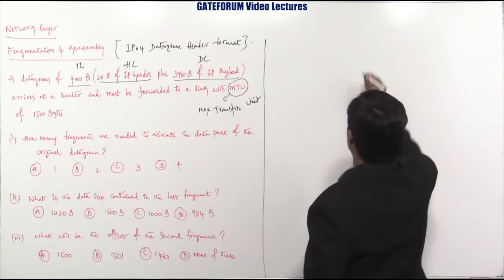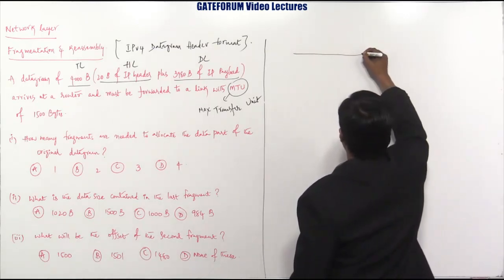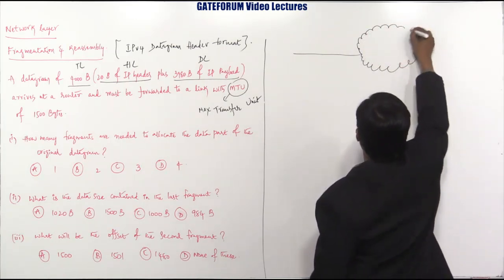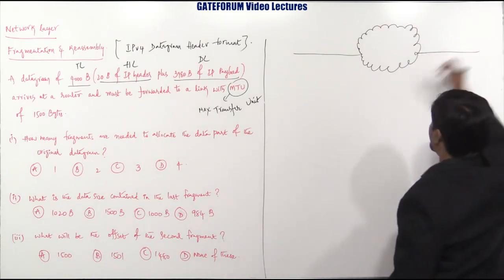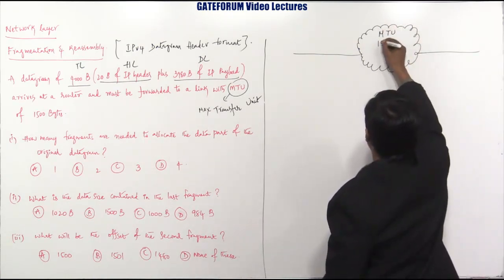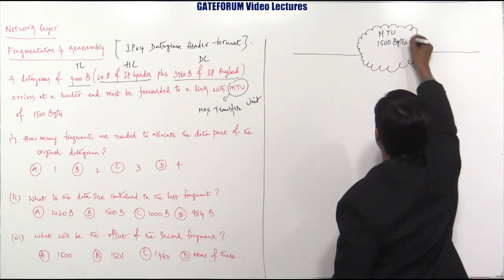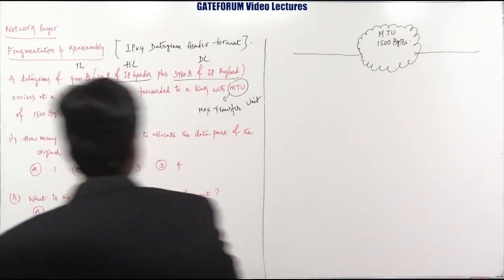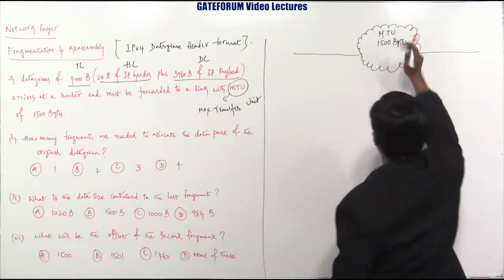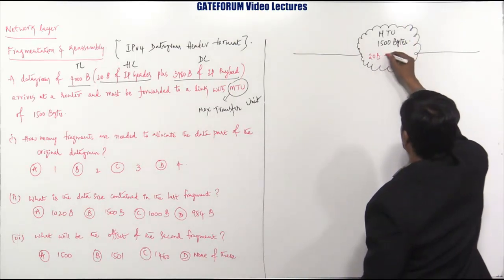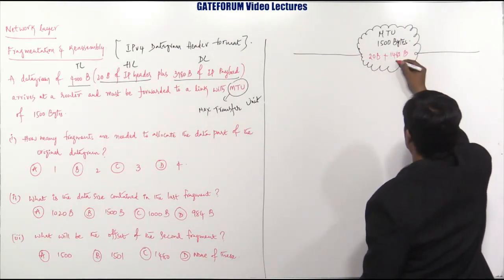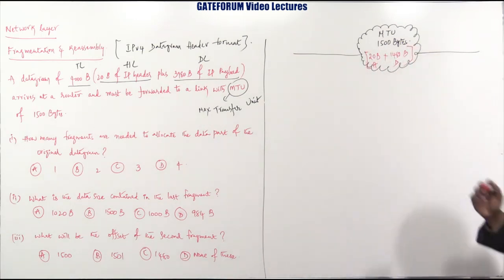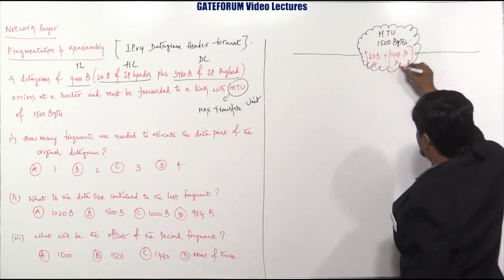Understand this: I have an IP router which has an MTU of 1500 bytes. By default, in this 1500-byte MTU, we have 20 bytes of header and 1480 bytes of data. This is the header part and this is the data part. We must be very careful with respect to this data part.